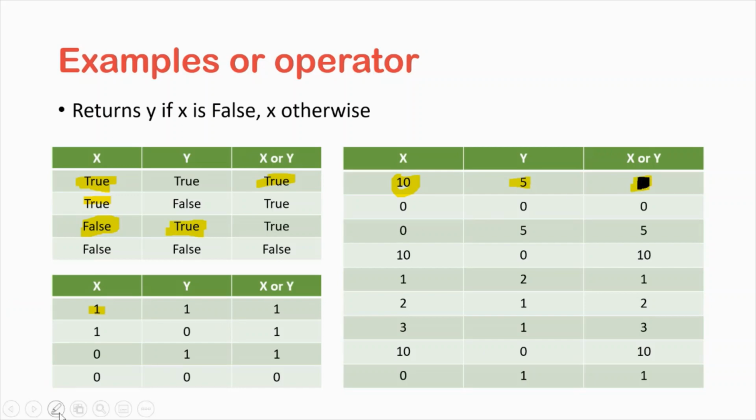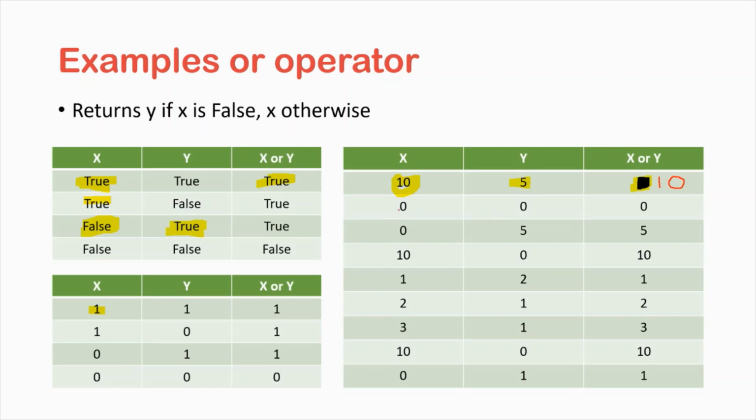It should not be 5. It should be 10. Why should it be 10? You can tell me in comments. Because when we perform the OR operator, what will happen? It will take the first value. So the first value is true, so it will not go to the second value. It will directly print the first value, so it will print the 10.